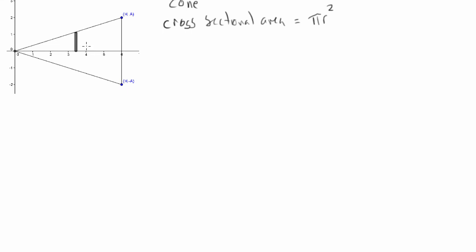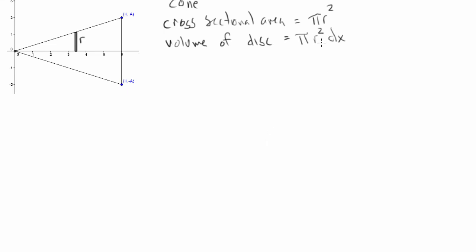r squared, if this right here is r, which means that the volume of just the disk, the circular disk, is going to be that cross-sectional area pi r squared times its thickness, which is dx. And it's x because we're cutting it along the x-axis. That's where this thickness is.